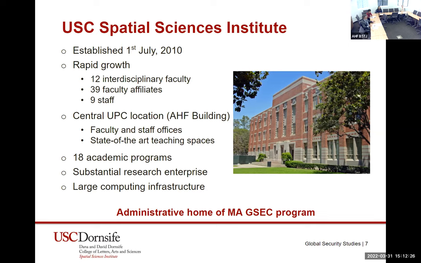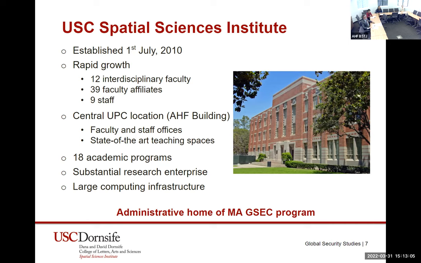So spatial sciences has instituted its name, but it's a one-of-a-kind institute because, among other things, we host and operate our own academic programs. It was established a little less than 12 years ago. Today it has 12 what I call core faculty. They are interdisciplinary. There are 39 faculty affiliates. This group is supported by 9 staff, of which Susan is the lead. We're in the Alan Hancock Foundation building in the middle of campus. We have faculty and staff offices on a sort of sub-basement floor.